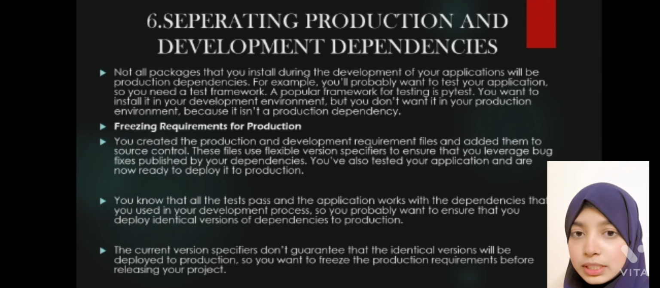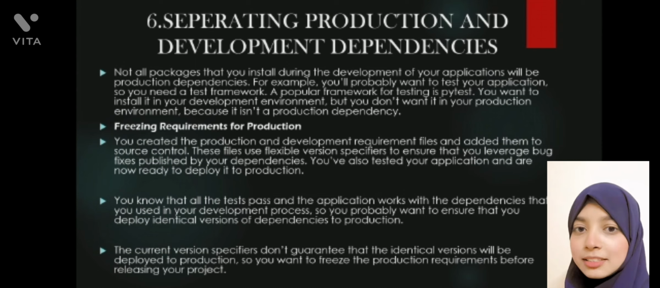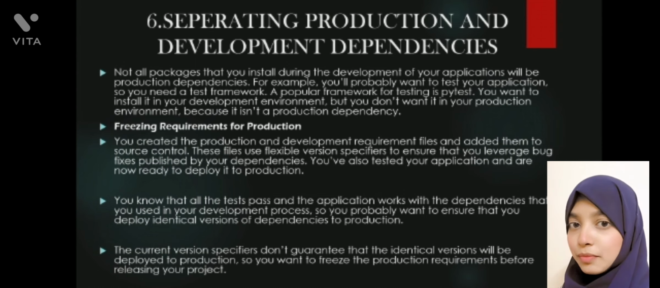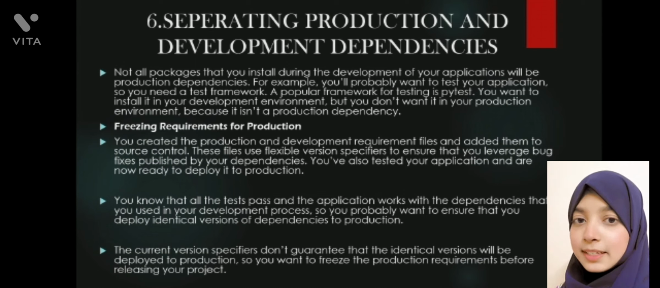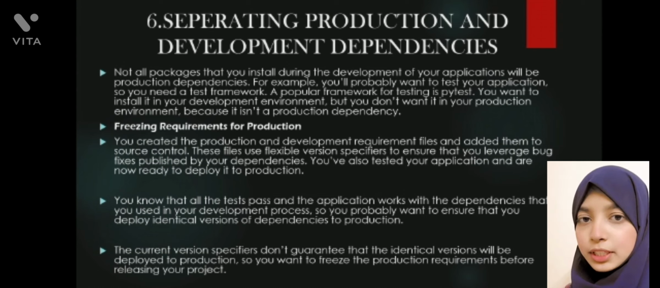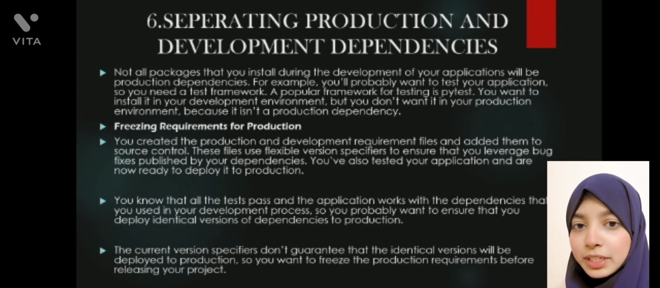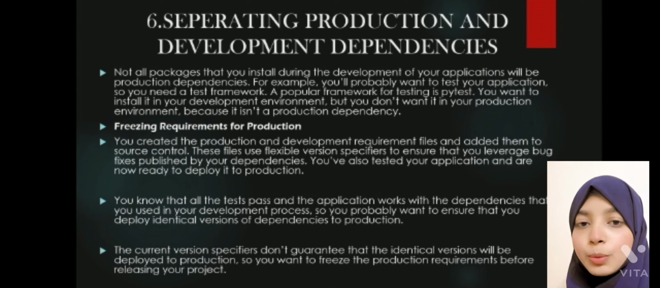So, freezing requirements for production. You created the production and development requirement files and added them to source control. These files use flexible version specifiers to ensure that you leverage bug fixes published by your dependencies. You have also tested your application and are now ready to deploy it to production. You know that all the tests pass and the application works with the dependencies that you used in your development process. So you probably want to ensure that you deploy identical versions of dependencies to production. The current version specifiers don't guarantee that identical versions will be deployed to production. So you want to freeze the production requirements before releasing your project. So we should be taking care of it.